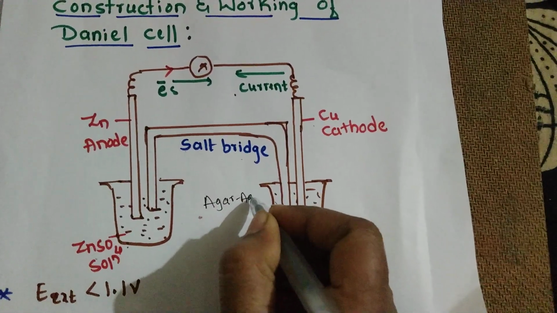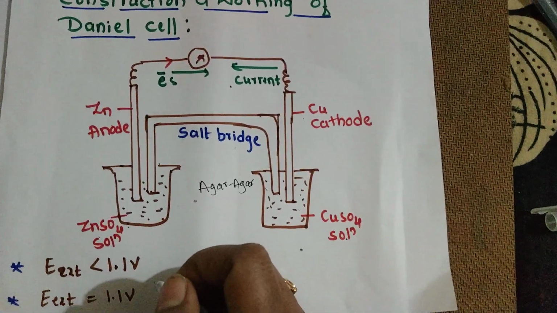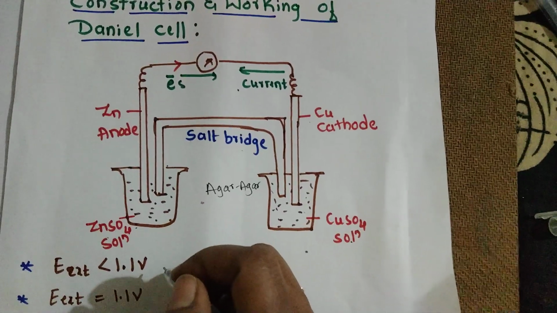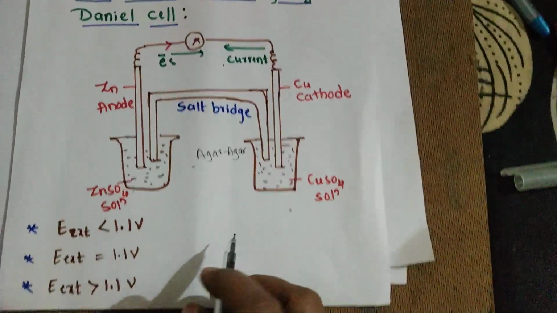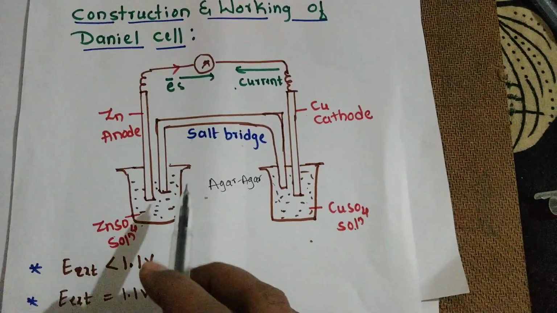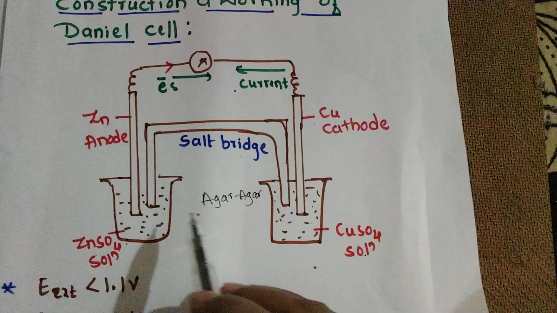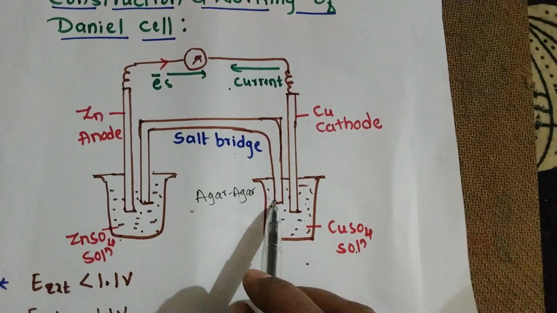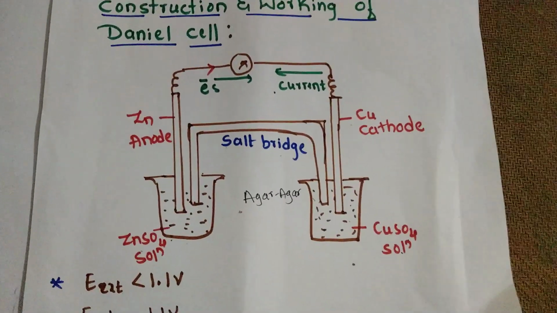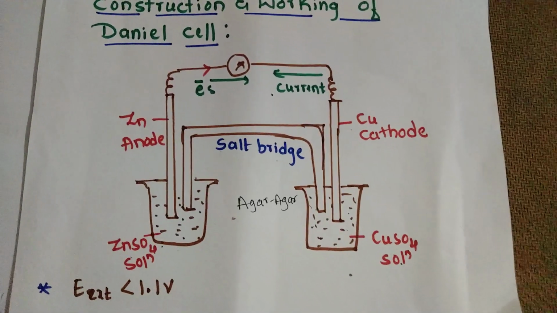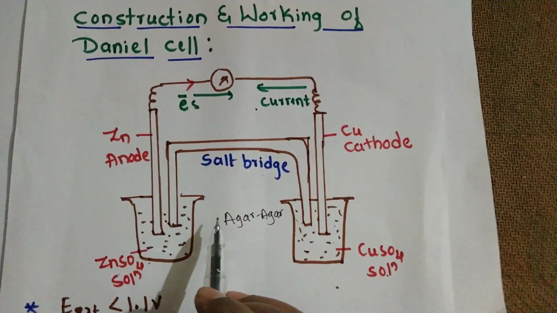Agar here is a salt solution. It may be KCl, potassium nitrate or ammonium nitrate. The salt bridge interconnects the two solutions. The two electrodes are externally connected with a metallic wire. So this is the construction of a Daniell cell.